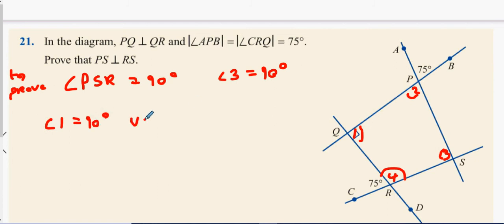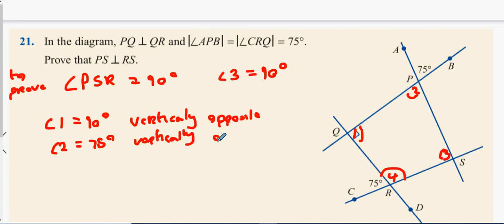Reason: it's vertically opposite. X is involved. The opposite here, because you can see the X. Okay, look for another vertically opposite one. We can say that angle 2 equals 75 degrees. Once again, vertically opposite. Okay. Now, angle 4 equals, see the way it's in a straight angle? So it has to equal 105 degrees.